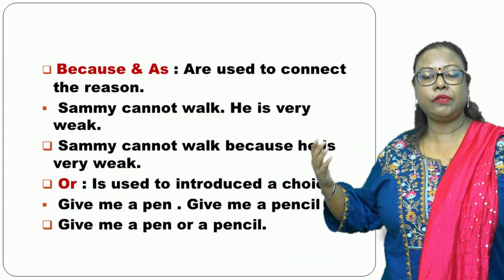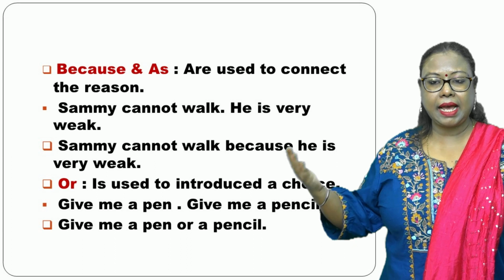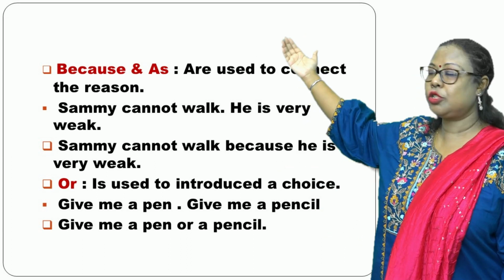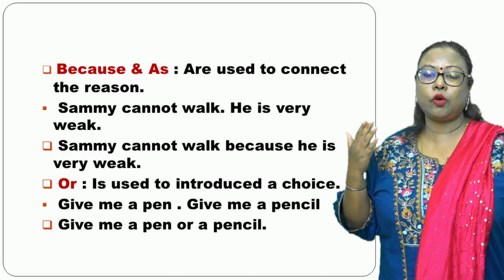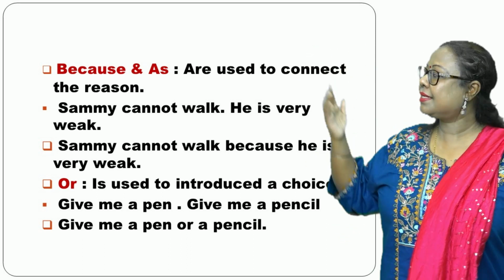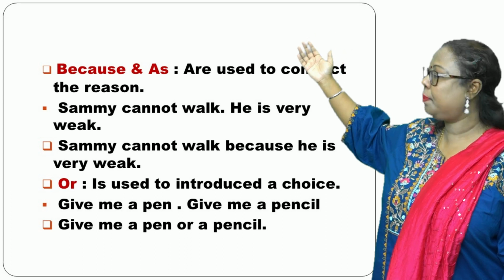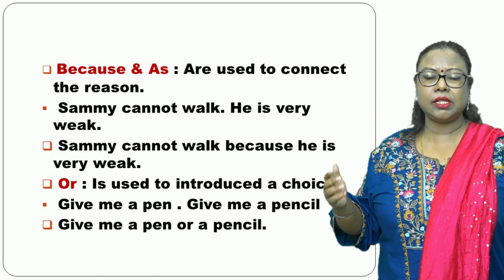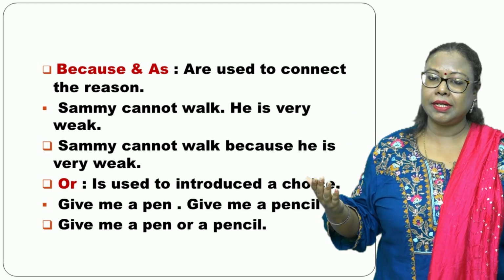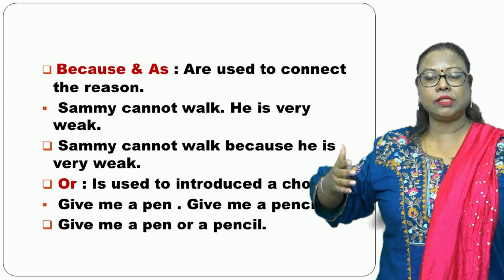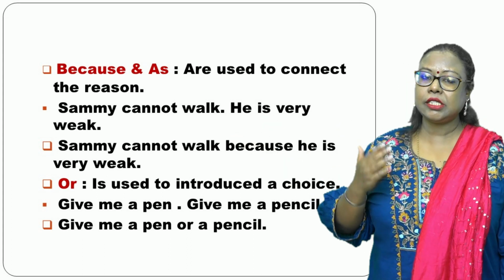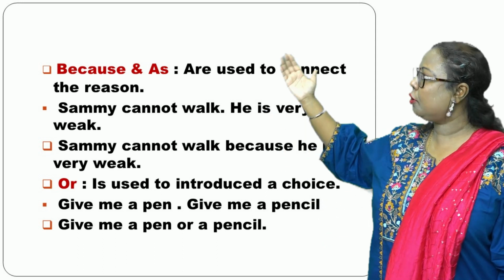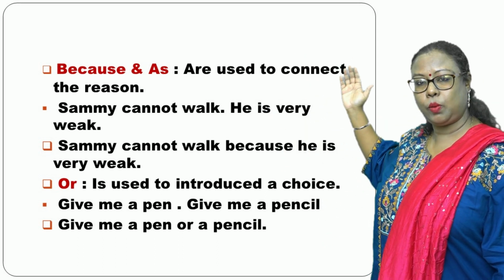Now let's move ahead. Because and as are used to give a reason. Like, Sammy cannot walk. He is very weak. Now here comes the question of why Sammy cannot walk. Sammy cannot walk because he is very weak. Or instead of the word because, we can also use as. Sammy cannot walk as he is very weak.